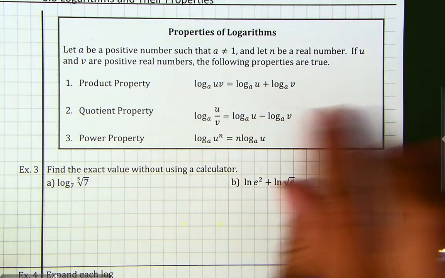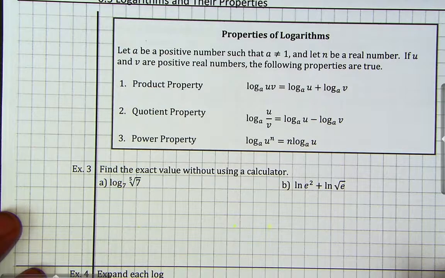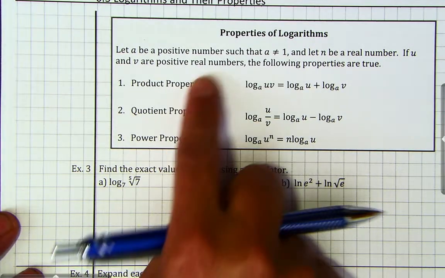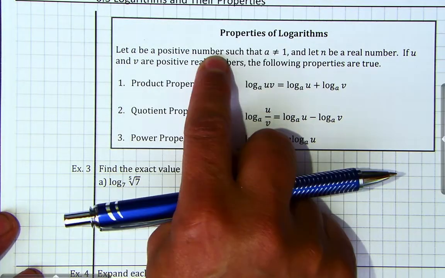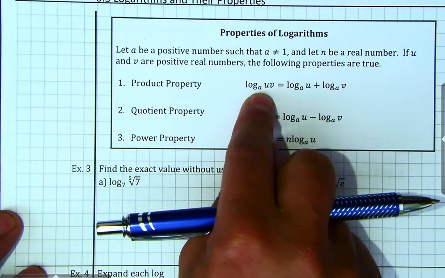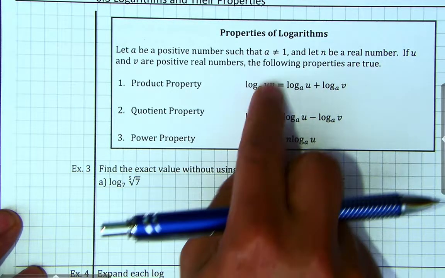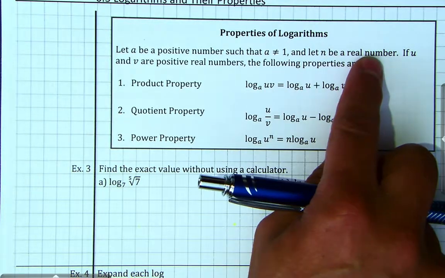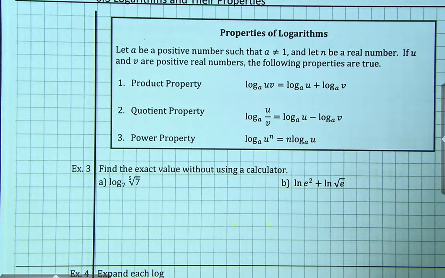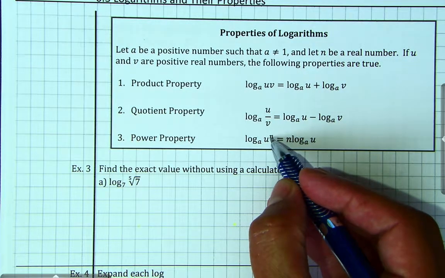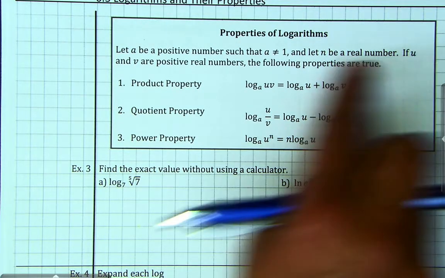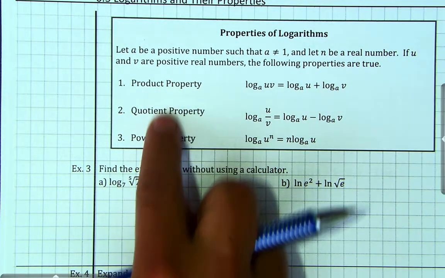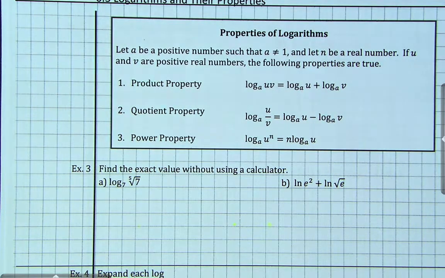So we have the following properties. Let A be a positive number, so therefore A has to be positive. We don't want the base to be 1. Let N be a real number. So in this case, the exponent, we want it to be real. If U and V are positive real numbers, the following properties are true. We have 3 properties of logs that I need to be able to remember.